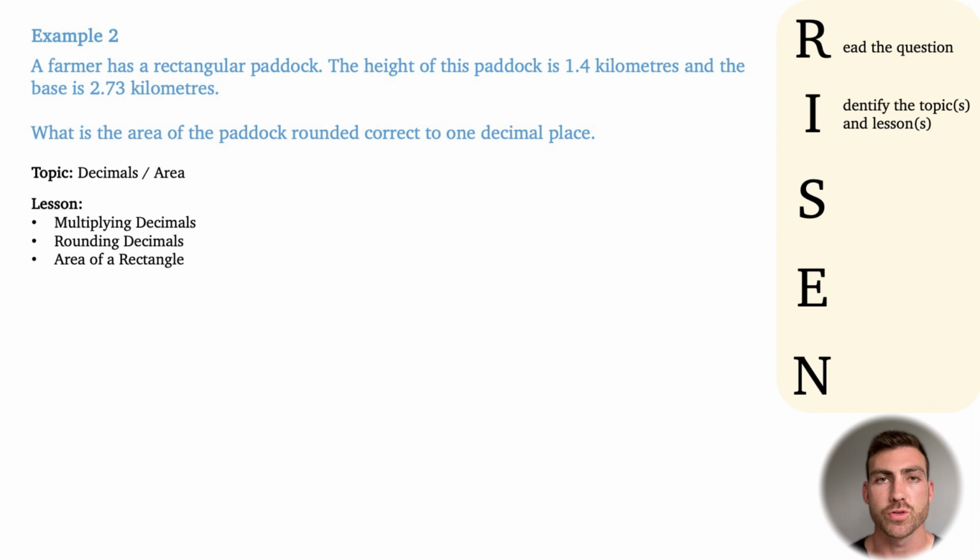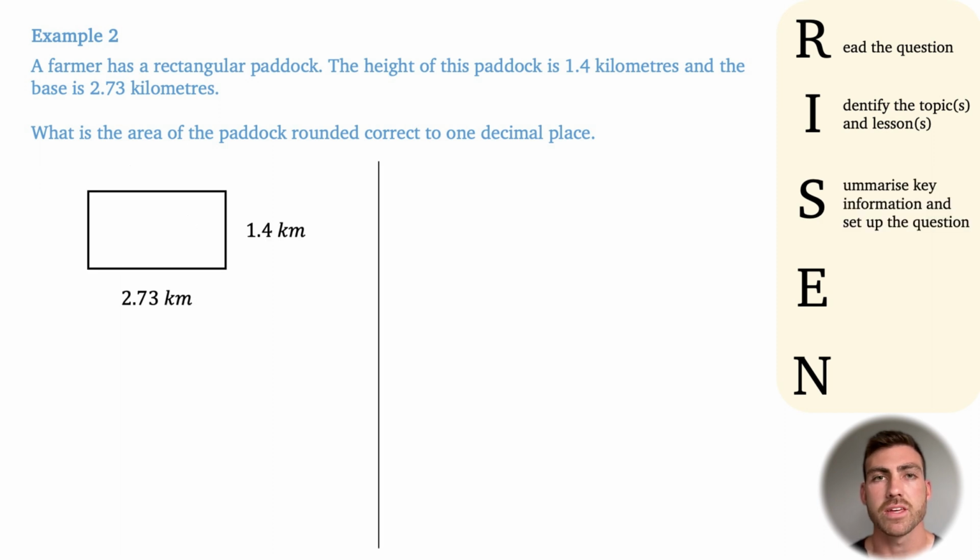This is using the skills from 2 topics, decimals and area, from lessons multiplying decimals, rounding decimals, and finding the area of a rectangle. Next, summarizing the key information with a diagram. Then recalling the area of a rectangle formula, which is base times height. Therefore, to set up the question, we need to multiply the base, 2.73, by the height, 1.4.